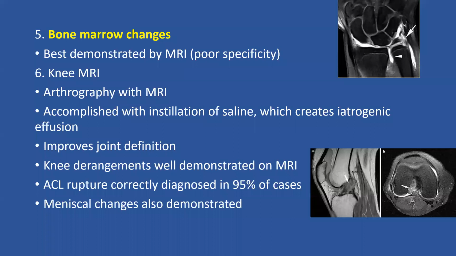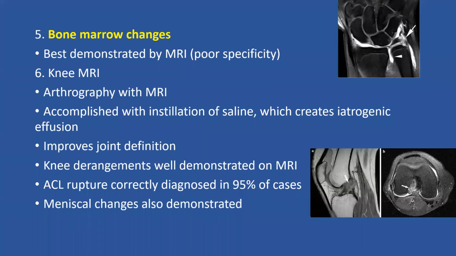Knee MRI, we all know that it's excellent for identifying ACL and meniscus tears, cysts within the knee, especially when combined with arthrography. How do we do it? We always inject some saline and then inject whatever contrast media, and we can do an MRI, or we can do it alone. But if you want to improve your joint definition, you have to combine it.